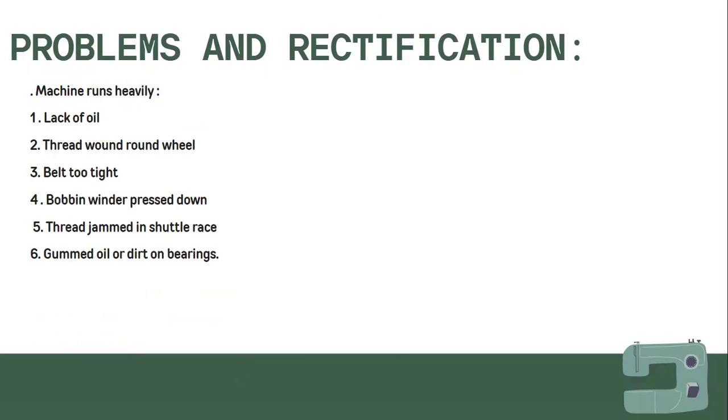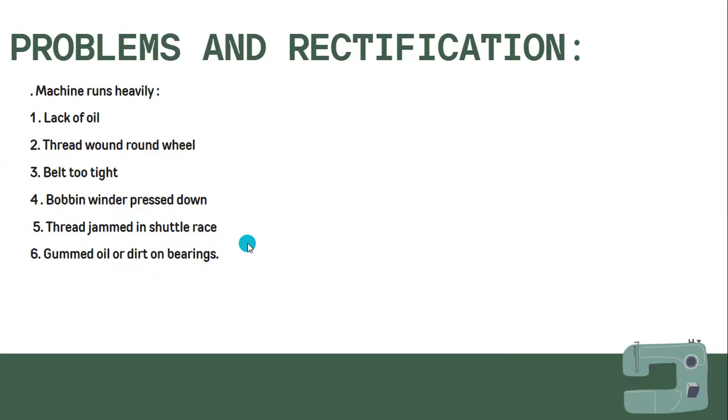The most common reason is lack of oil. Then sometimes there is thread wound around the wheel, so there might be loose threads which can get stuck on the wheel. Then the belt might be too tight, the bobbin winder is pressed down, there is thread jammed in the shuttle race, or there is gummed oil or dirt on the bearings.